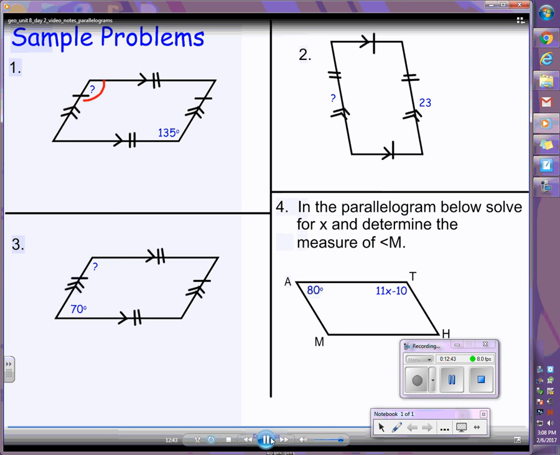So this first one is a missing angle, and it happens to be across from 135 degrees. So that means it is opposite of 135 degrees. And since it's opposite that angle, that means the two angles are congruent. So we're going to use angle equals angle. So in other words, question mark equals 135.